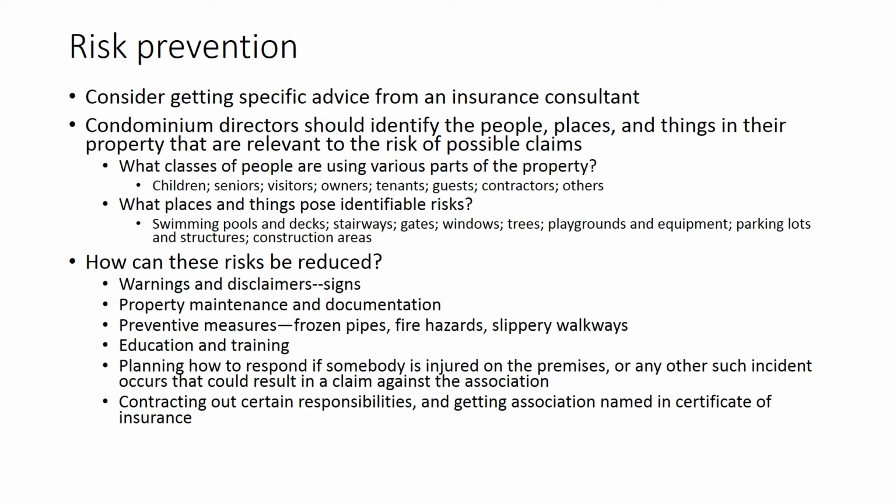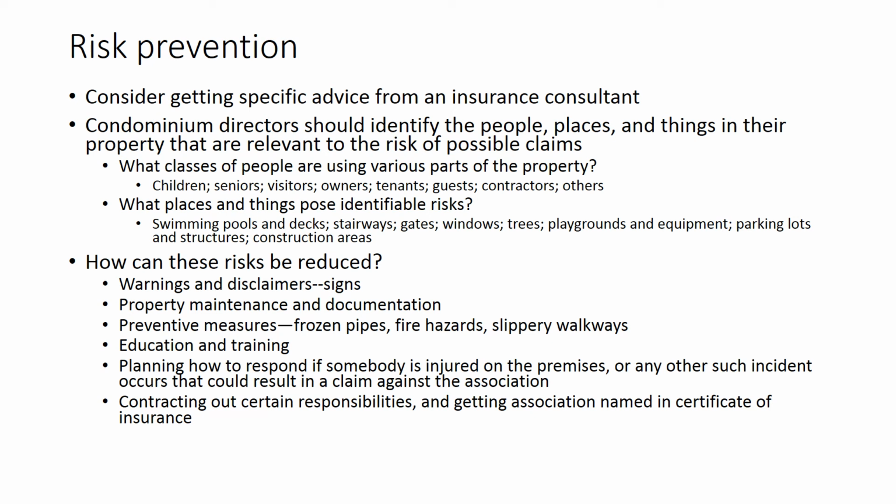How do you reduce the risks? Well, the most obvious is warnings, disclaimers, signs, proper maintenance of the property and documentation of maintenance schedules. When someone says, when was the last time you inspected this or that, it would be nice if you knew. When was the last time you inspected the elevator? That sort of thing. Preventive measures, guarding against frozen pipes, fire hazards, slippery walkways, and a lot of that means education and training of the owners, because the board can't do all of this. The owners need to understand where some of these risks are and what to do about it. And you probably know this, but associations routinely advise members about matters like this if they're well run.